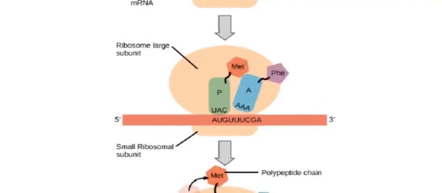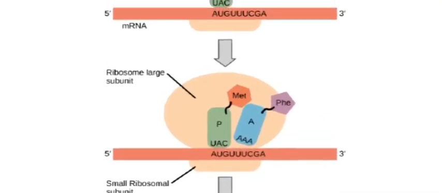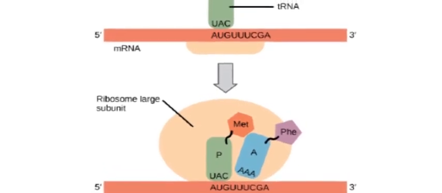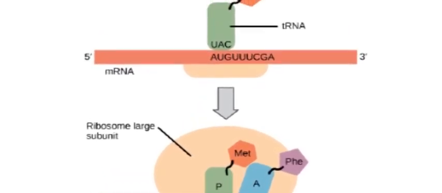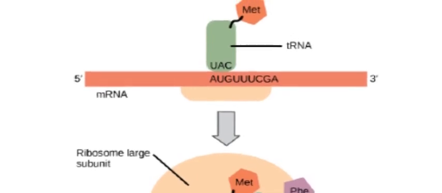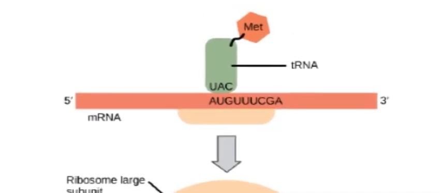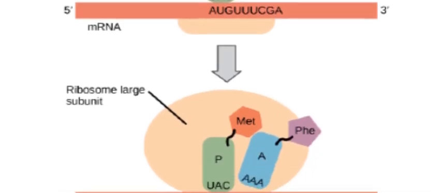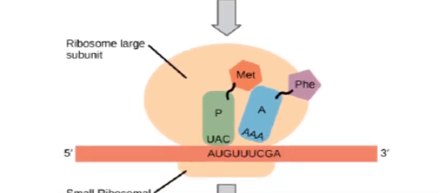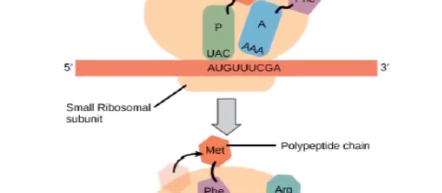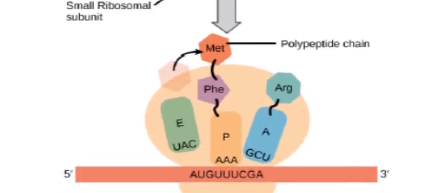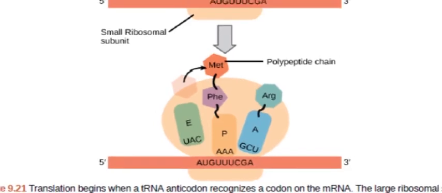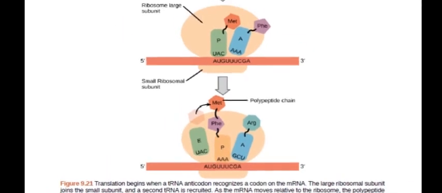Figure 9.21. Translation begins when a transfer RNA anticodon recognizes a codon on the messenger RNA. The large ribosomal subunit joins the small subunit, and a second transfer RNA is recruited. As the messenger RNA moves relative to the ribosome, the polypeptide chain is formed. Entry of a release factor into the A site terminates translation, and the components dissociate.